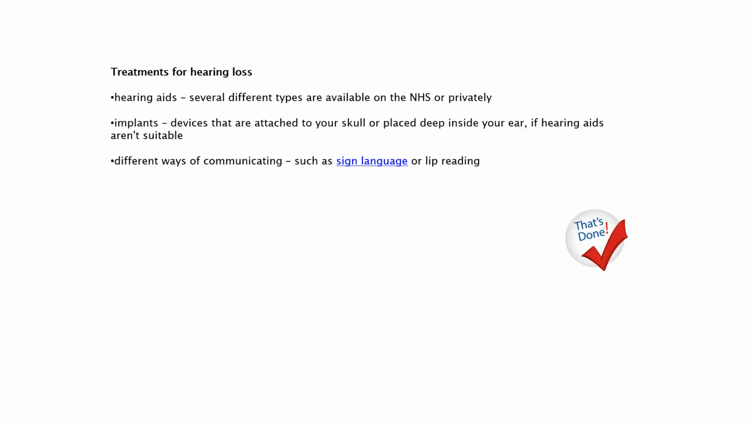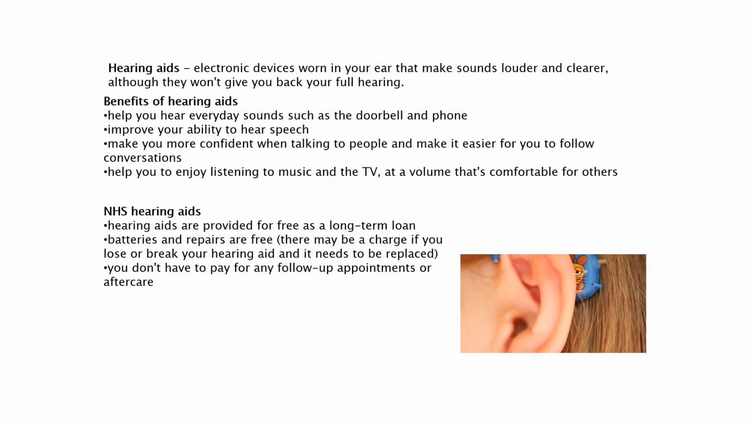So what sort of treatments are there for hearing loss? There are hearing aids. There's several types of different hearing aids. You can have implants, devices that are attached to your skull or placed deep inside your ear. And there are obviously different ways of communicating, such as sign language or lip reading. So hearing aids are electronic devices worn in your ear to make you hear things louder and clearer. And you can have NHS hearing aids, or you can pay privately.